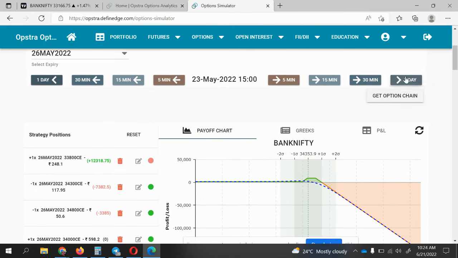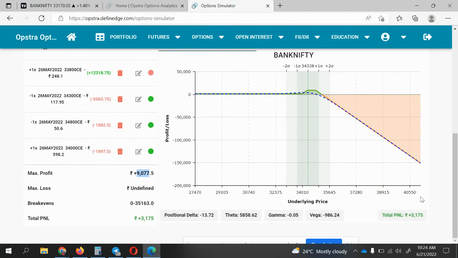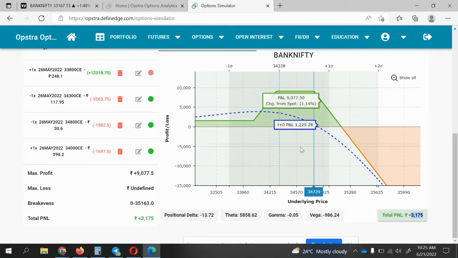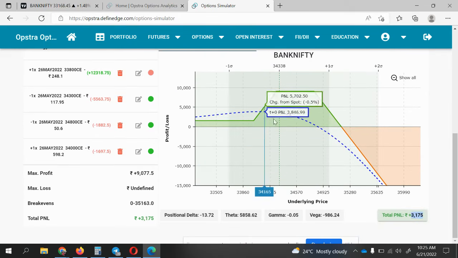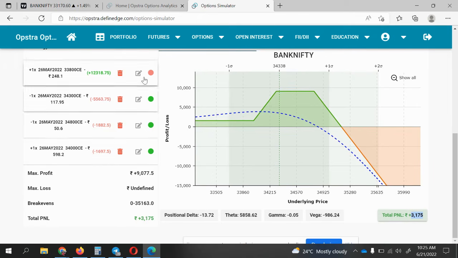I'll go to the next day. We are on 23rd, I'm just going to the next day, right? Next day, what happened? You are at a profit of 3,175 because the market is flat. The market is standing at the same position. So now you are on 24th May, and it's your call. If you want, you can exit the entire trade with the profit, because we are conservative traders, right? 3,175 is a very decent profit. I think this would take maybe 1 lakh, so you got 3% profit in 2 to 3 days.